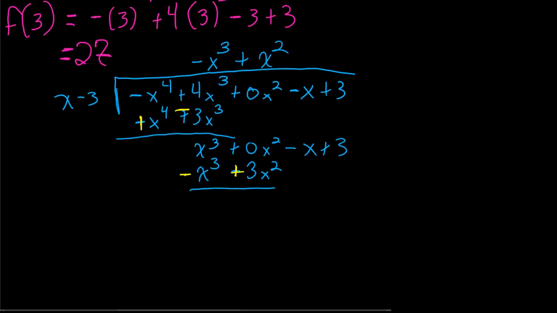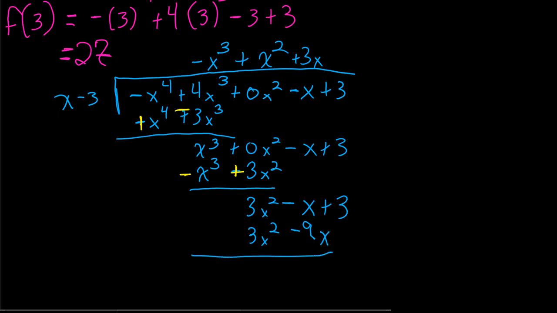If I did my job right, these leading terms should cancel. And this gives me 3x squared. I'm going to bring down the rest of my terms. This is my new leading term. 3x squared divided by x is positive 3x. I'm going to multiply this back across. 3x times x is 3x squared. 3x times negative 3 is negative 9x.